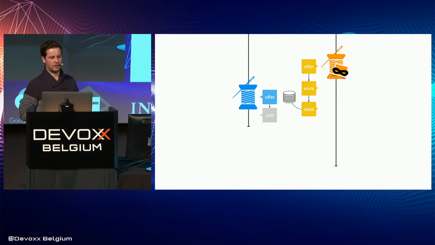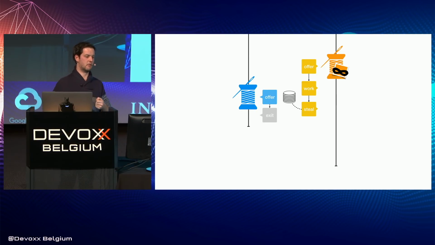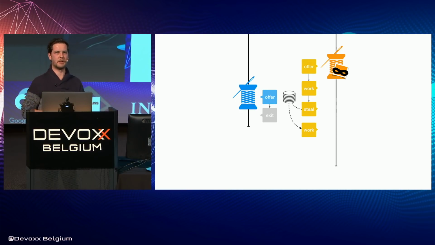Meanwhile, the orange sequence is still working. It finishes working. It's the one that did the work, so it will inspect the queue and poll from it and say, okay, in the meantime I've received one new element. So it will cycle back and perform the work on that second element as well.